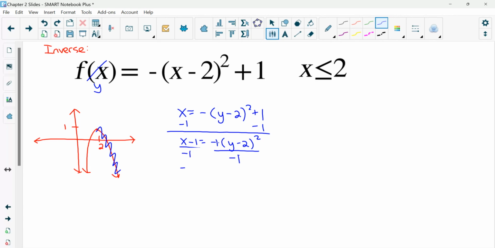X divided by negative 1 is negative x. Negative 1 divided by negative 1 is positive 1. And then I'd be left with y minus 2 quantity squared. And then to undo our square, we would be taking the square root of both sides. So this right side would just be y minus 2, because that's going to undo this. The square and the square root cancel.